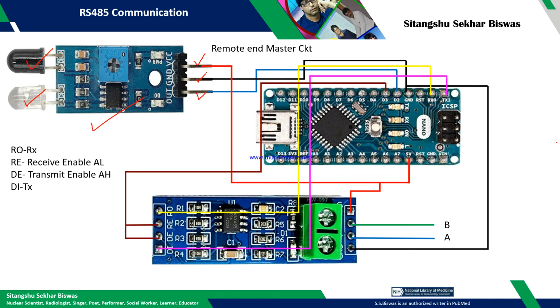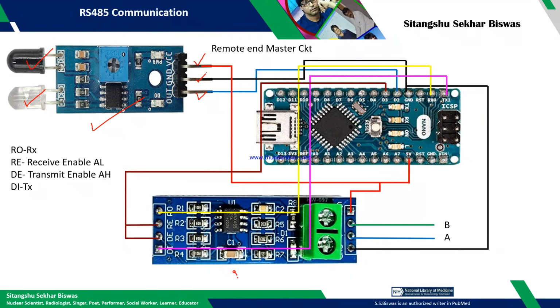For the connection here we are using the Atmega 328, that is an Arduino Nano. You see this VCC is connected to 5 volt and the ground is connected to the Nano ground, and the IR sensor signal output is connected to pin number 2. This is the connection. Now whatever data we receive will be transmitted through the RS-485 protocol.